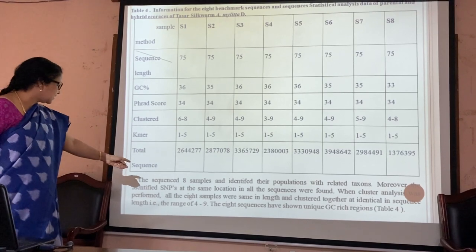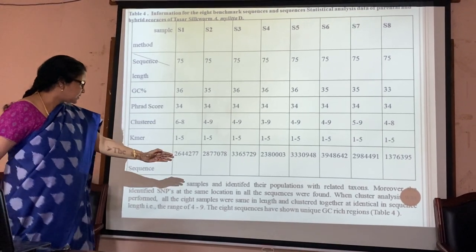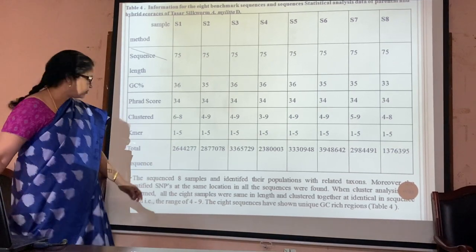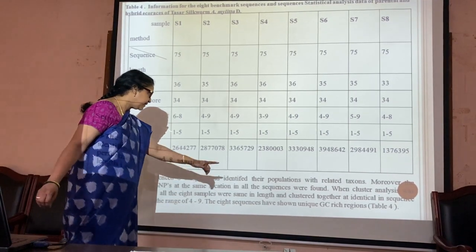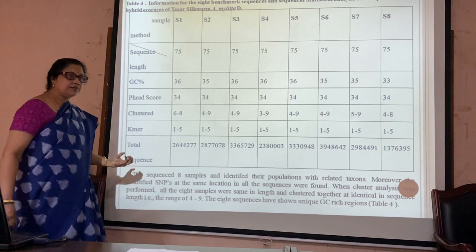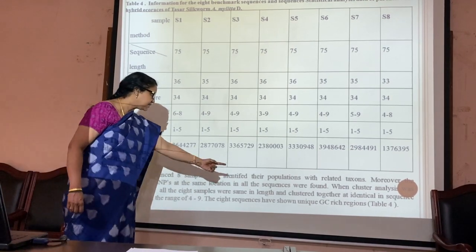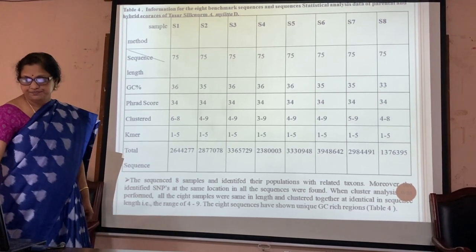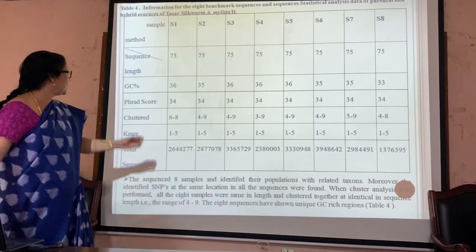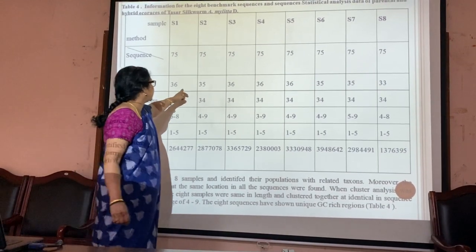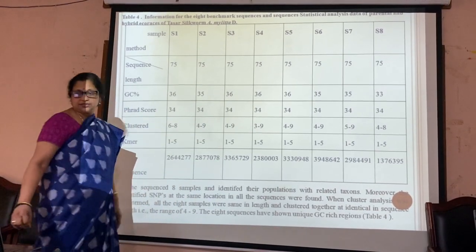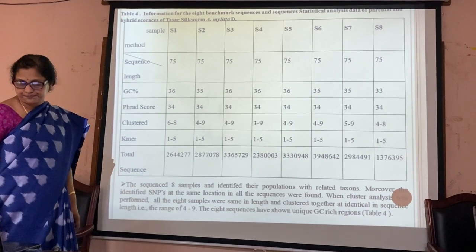Moreover, single nucleotide polymorphisms at the same location were found, and the range was between 4 to 9. The identical clustering was between 4 and 9. The 8 sequences have shown unique GC rich regions. So here you can see the GC percentage. It is more than 33 to 36, which is a GC rich region.